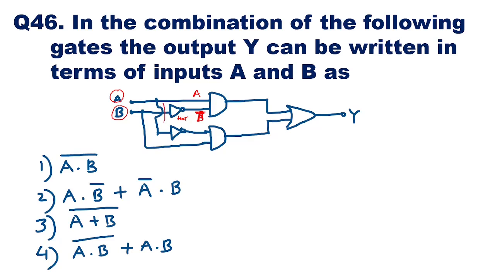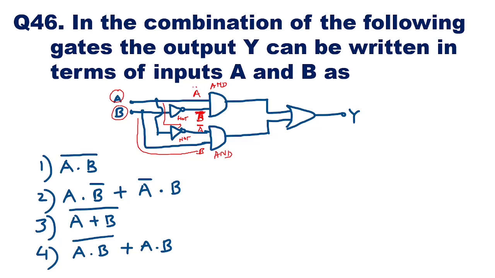Now here if you see, this is A. Again you are having a NOT gate here. Here the input A will become A bar. And here if you see B, this B is as it is. Okay, and here you are having an AND gate, and here also you are having an AND gate.